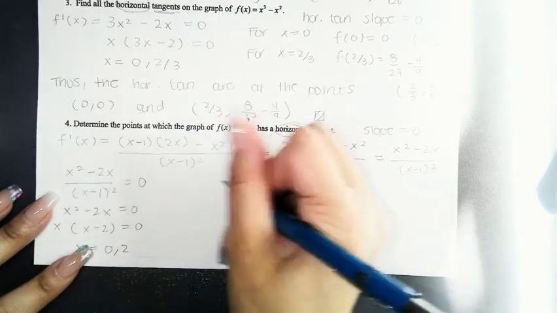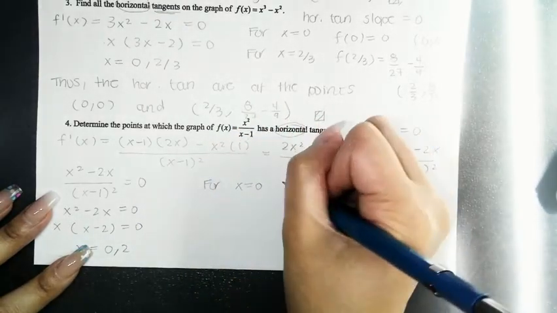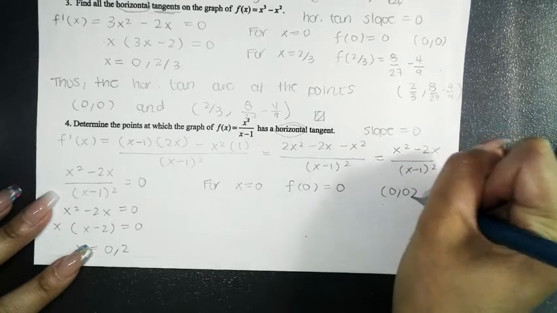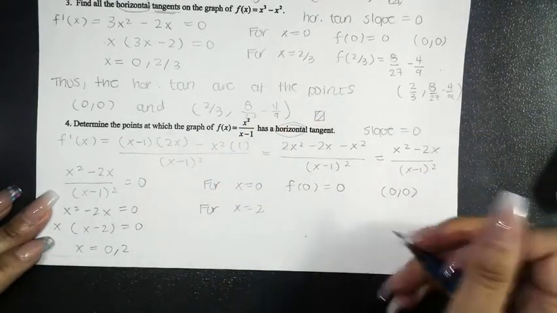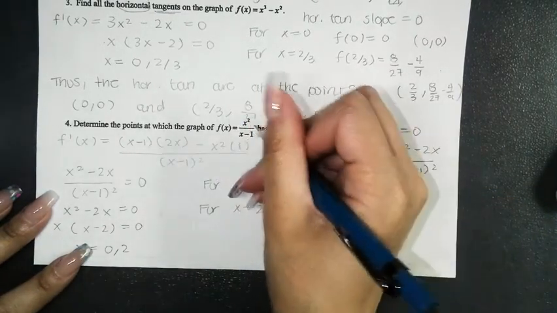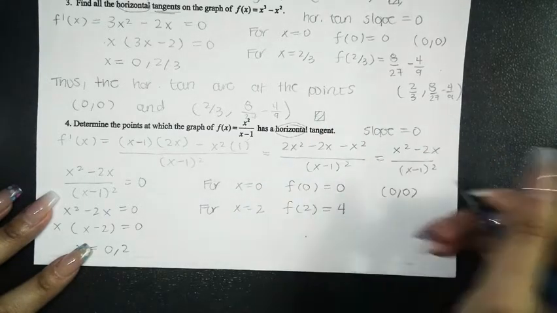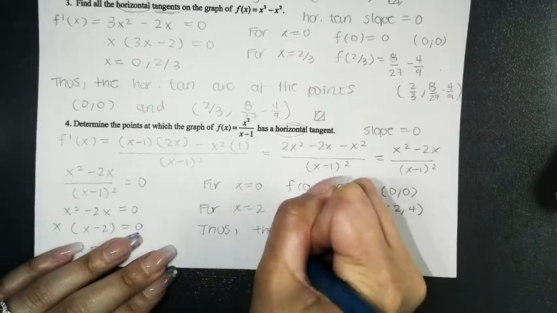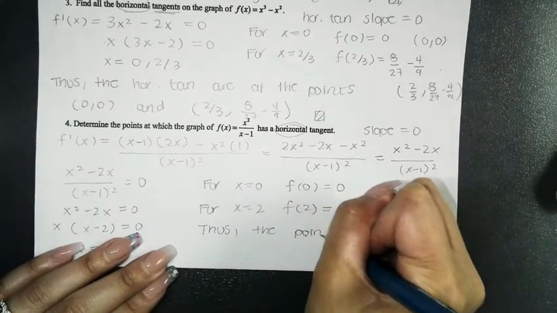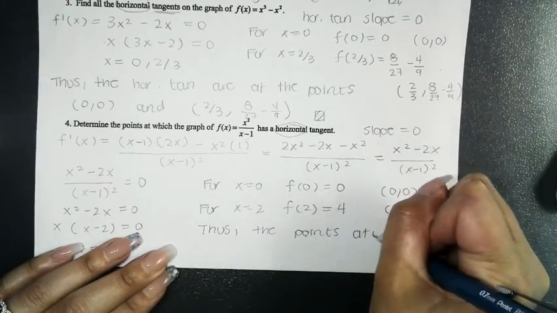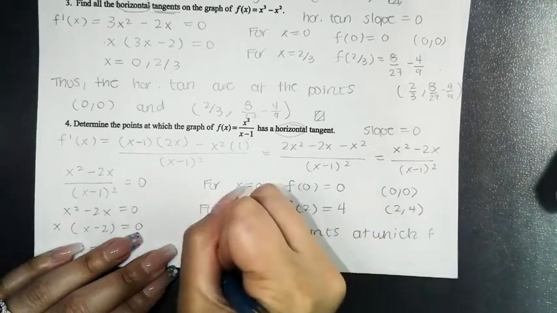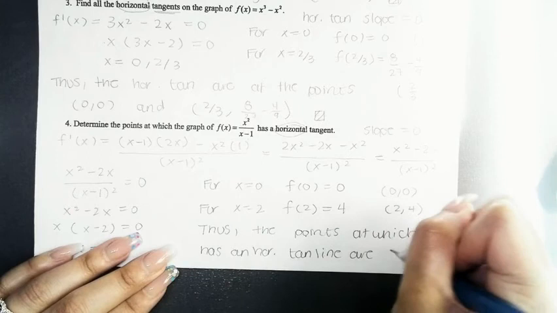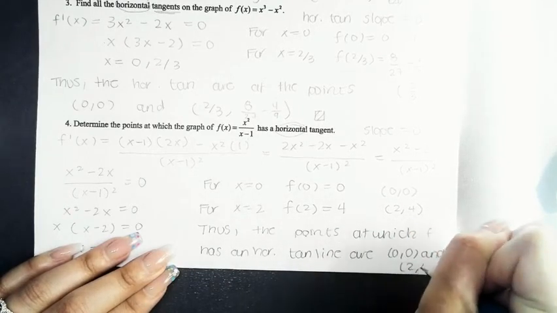After that you have two options. For x equals 0, f of 0 is going to be equal to 0, because it's 0 over negative 1, which is 0. So you have the point 0, 0. For x equals 2, you plug the 2 in. f of 2 is going to be 4 divided by 1, which is just 4. So the point is 2, 4. So what can you conclude? Thus, the points at which f has a horizontal tangent line are 0, 0 and 2, 4.